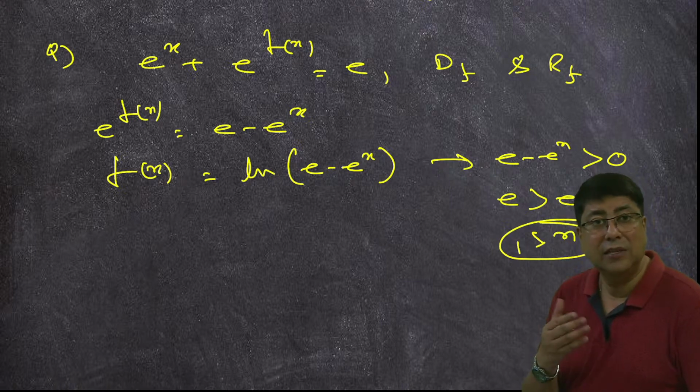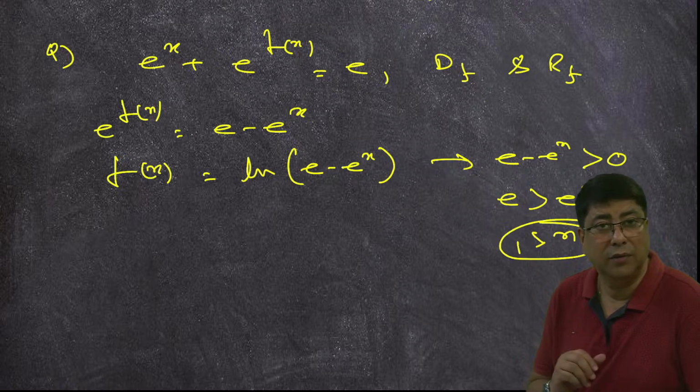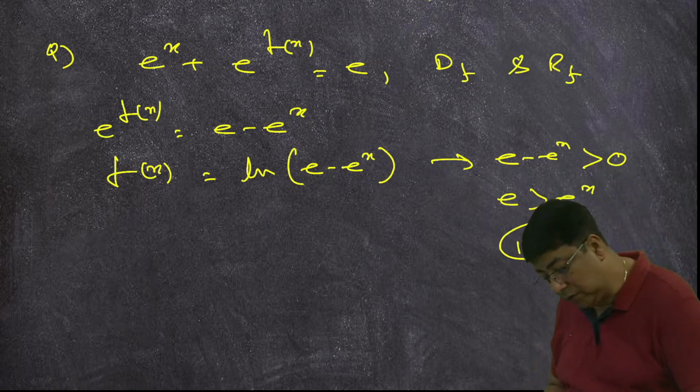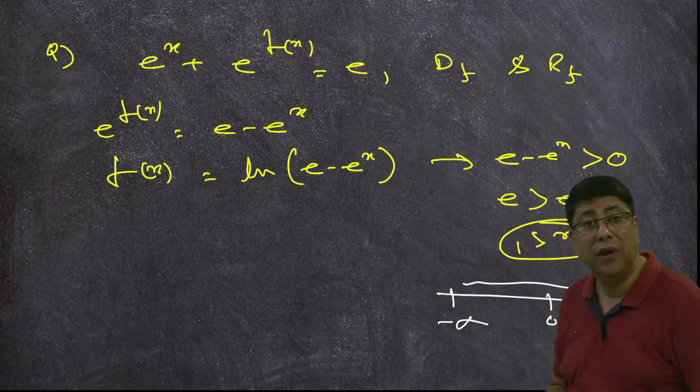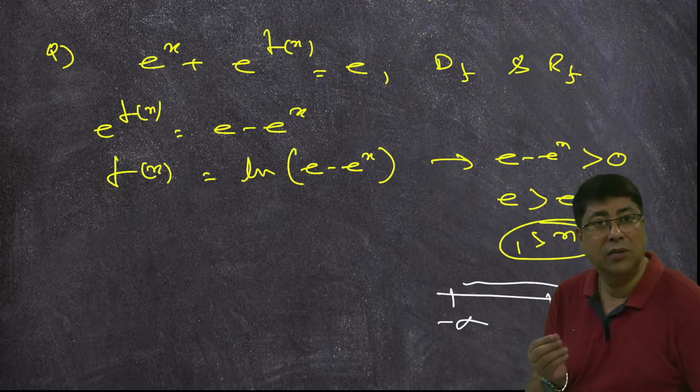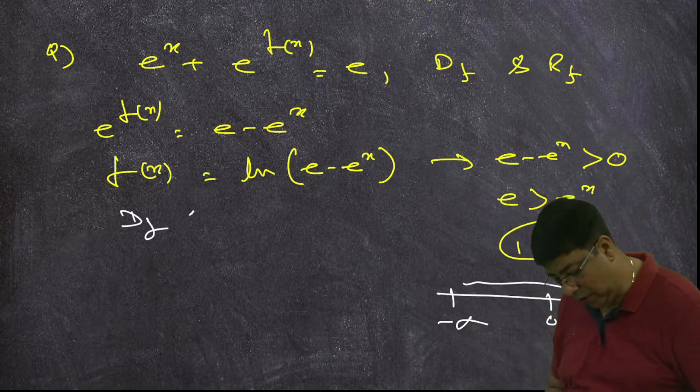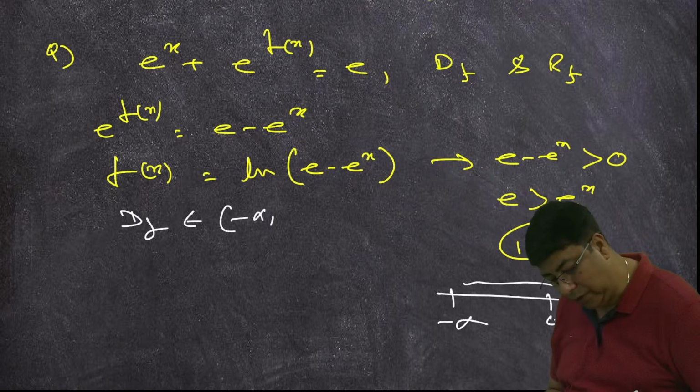So x less than 1, greater than what? If you are getting confused, draw the number line at 1. This is infinity, this is 0, minus infinity. x less than 1, so greater than minus infinity. So the domain is minus infinity to 1. So the domain of the function belongs to minus infinity to 1.